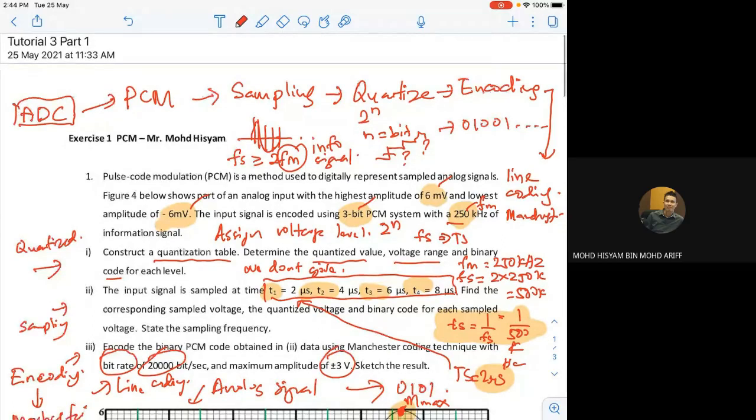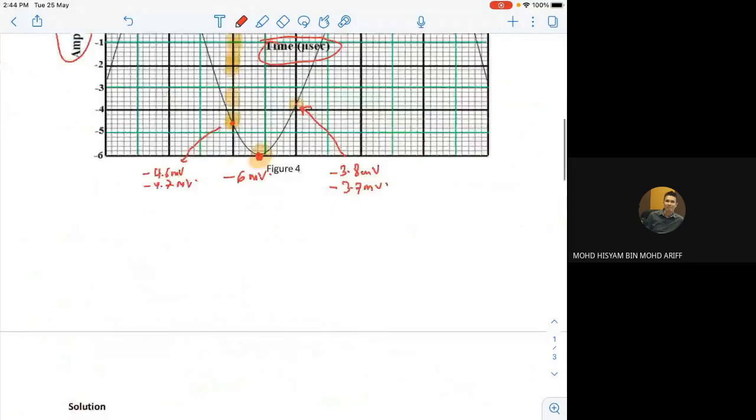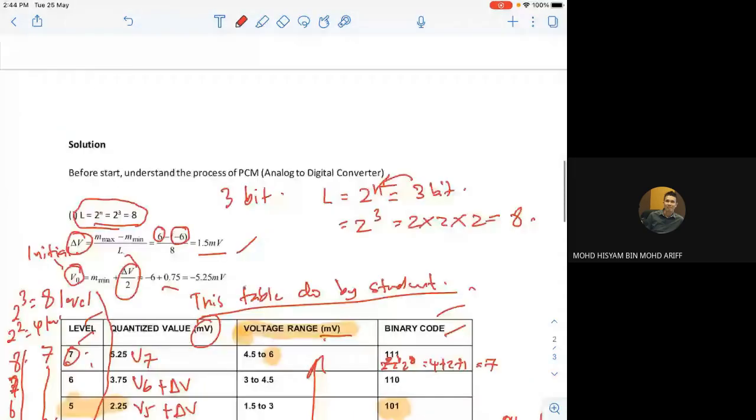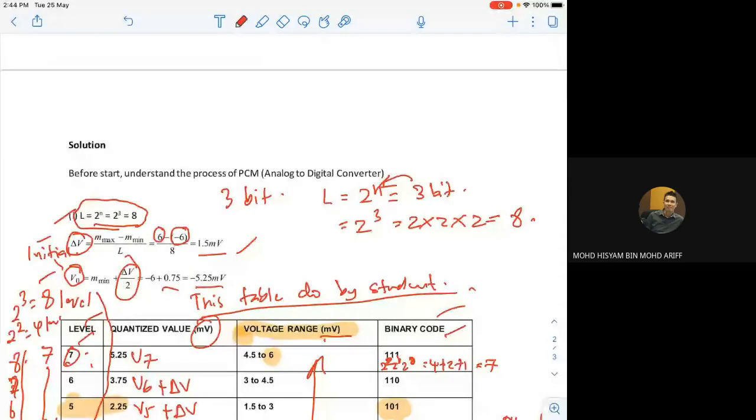Remember, when you want to set up the quantization table, you must know the first one is L, the number of levels. The second one, you find the interval, the quantization interval, and then the starting voltage. Okay, this is the starting voltage. Something like 1.5 millivolt is delta V, the difference between the intervals, between the levels.